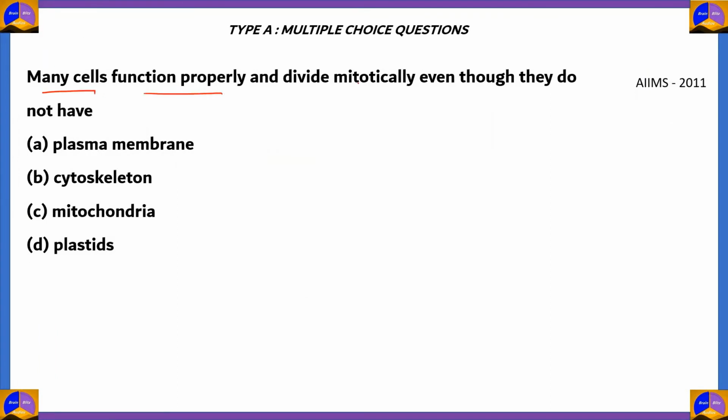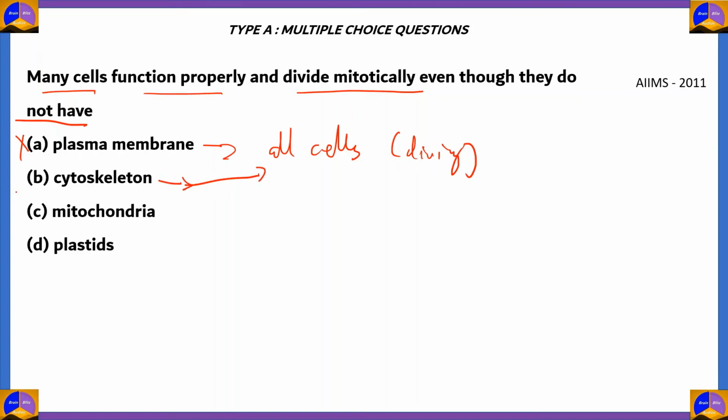Many cells function properly and divide mitotically even though they do not have A, a plasma membrane, B, cytoskeleton, C, mitochondria, or D, plastids. So we need to find out which of these is not present in all cells. Option A, plasma membrane, is the wrong option because it is found in all living cells. Option B, cytoskeleton, is also found in all cells, so it's incorrect. Option C, mitochondria, is found in one way or another in eukaryotic cells. And it has another counterpart in prokaryotes, so the presence of an energy currency of the cell is pretty important. So option C is incorrect.